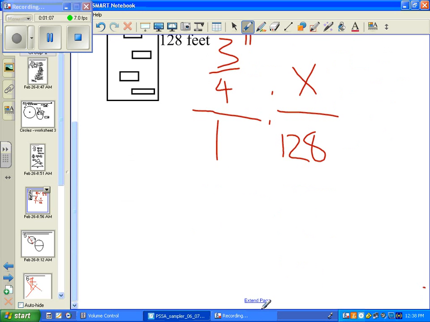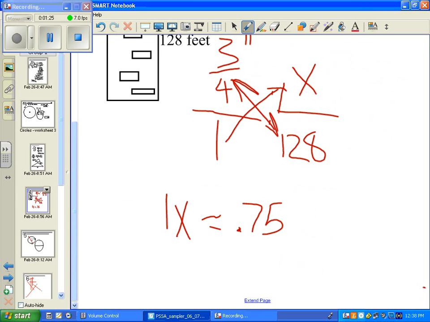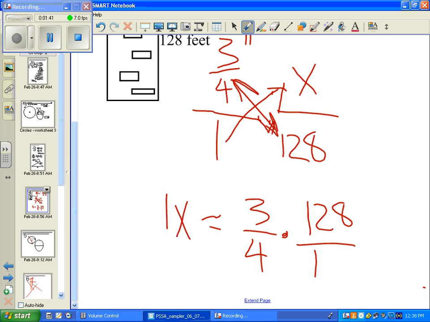And when we cross multiply, we're going to get 1x, which is x. It's very convenient, which equals 3/4, which is 0.75 times... You know what? I'm going to leave that as 3/4. See how easy this is going to be. 3/4 of is 128 times 128. Put over 1 to avoid confusion.